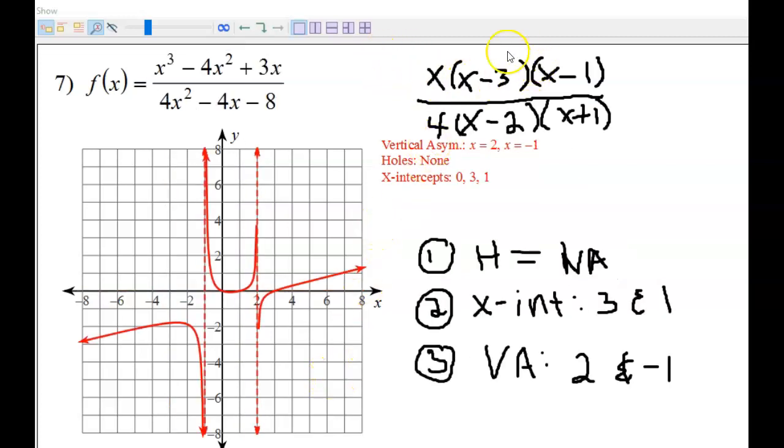So here's the factorization. There's no factors in the top and bottom that are the same, so there's no holes. If you set the top equal to 0, I left one out. There should be another hole. There should be 3 x-intercepts: 3, 1, and 0. And then there's 2 vertical asymptotes at 2 and -1. And then I got a graph there to kind of demonstrate all those things.